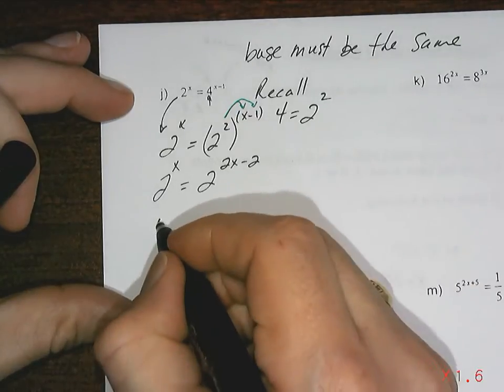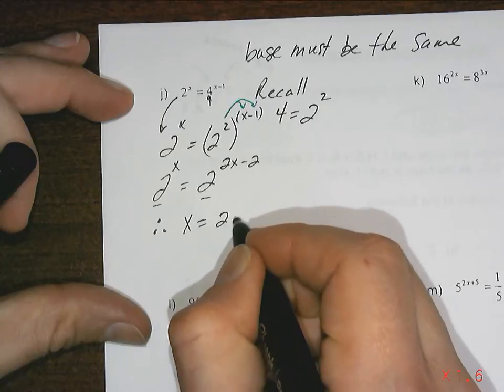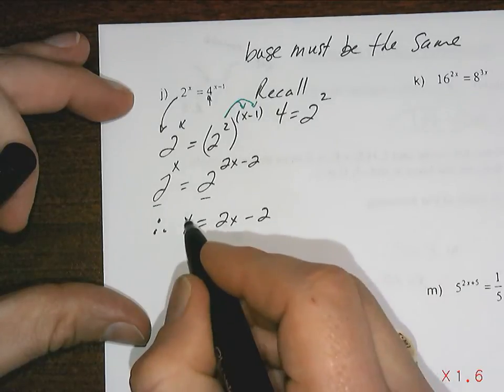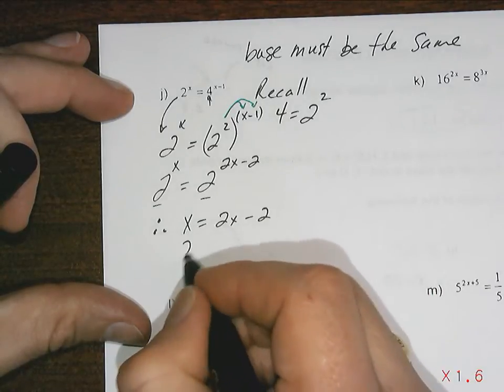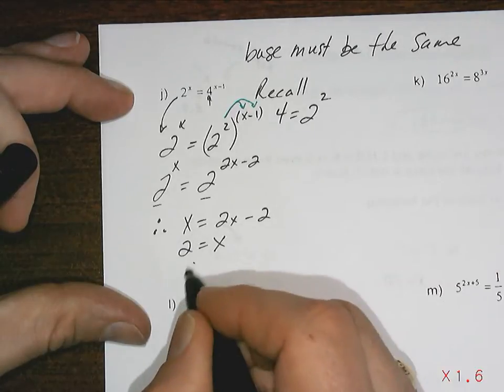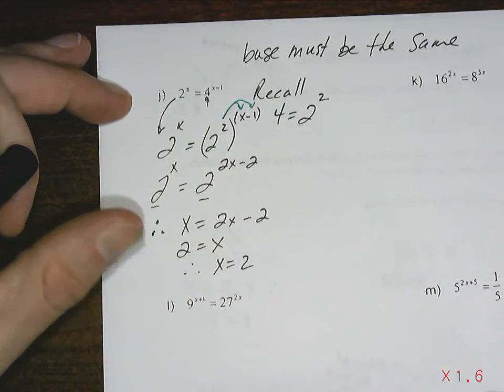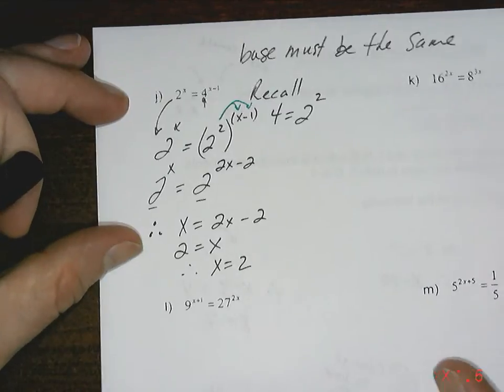So what you have now is therefore the bases are the same. So x must equal 2x minus 2. I'm going to bring the x over here and the 2 over here. So 2 equals 2x minus x, which is x. So therefore x equals 2. Okay? And you can do that in different order and rearranging if you want. That's the way I'm going to do it though.